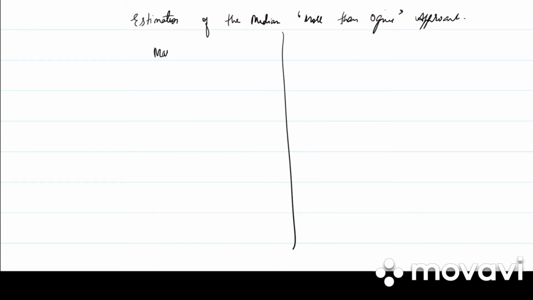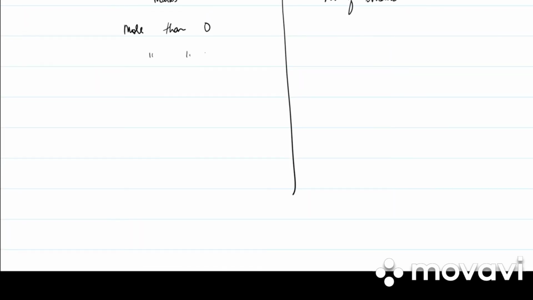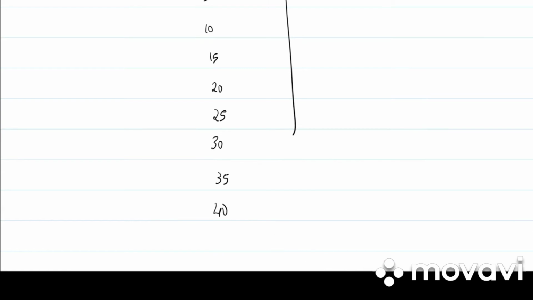In the same problem we would be doing the more than ogive. So next table, write down estimation of the median, more than ogive approach. Again we have two columns, that is marks. So marks first it is more than 0. Now we need to see the lower limit. More than 5, more than 10, 15, 20, 25, 30, 35 and 40.